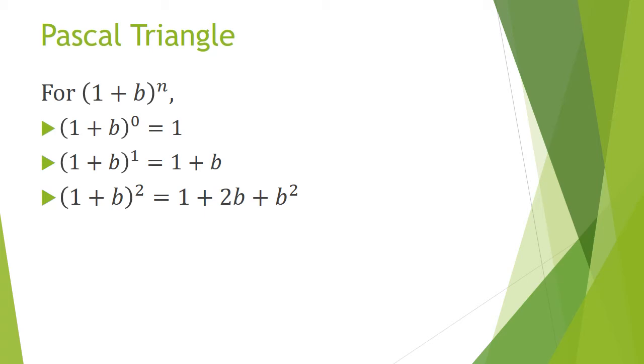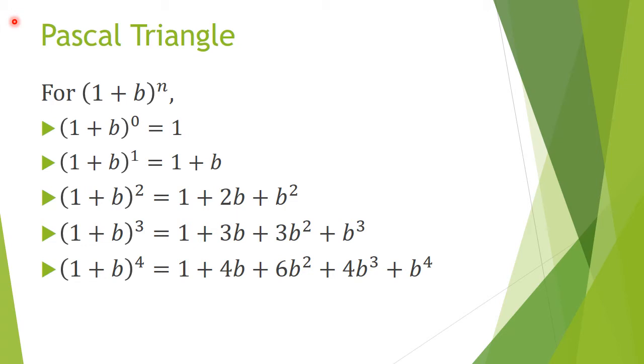Alright, so I'm assuming that you guys have already expanded (1+b)^3 and (1+b)^4 yourself. So if you have expanded correctly, you should get the following results. (1+b)^3 equals 1 + 3b + 3b² + b³, and (1+b)^4 equals 1 + 4b + 6b² + 4b³ + b⁴.